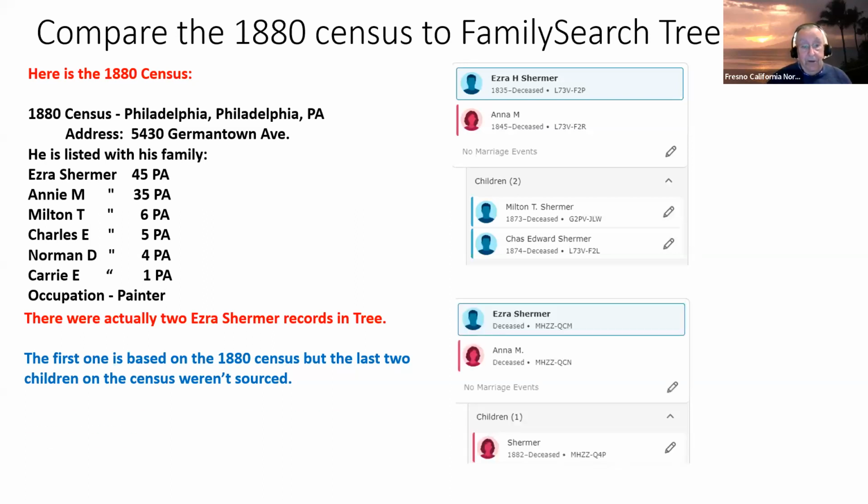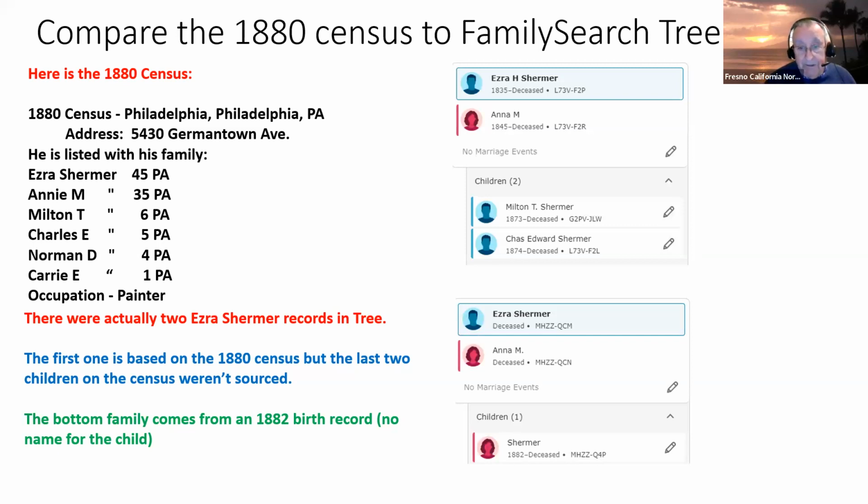And then the other one is a family that was created off of an 1882 birth record for a child that had no name given on the record. Now, 1882 would be after the birth of Carrie, so there's probably a 5th child in this family at least. And we don't know who it is, at least at this point. But there's these 2 families.